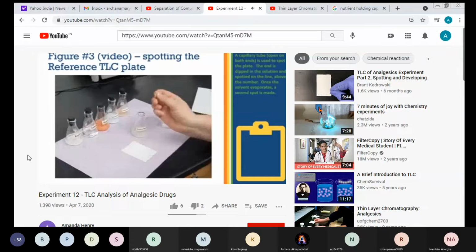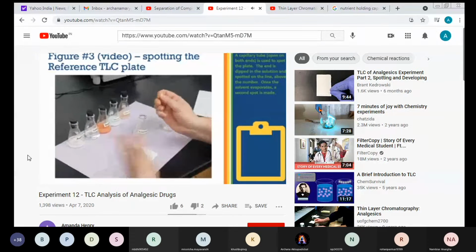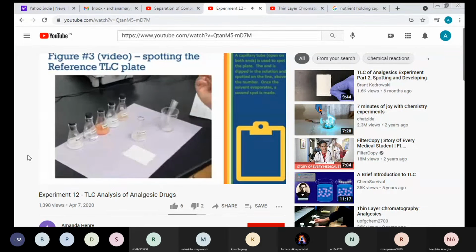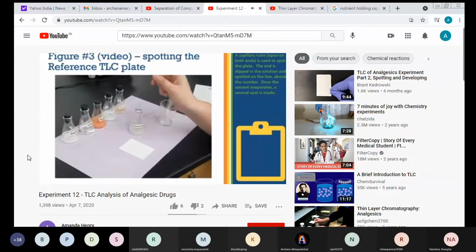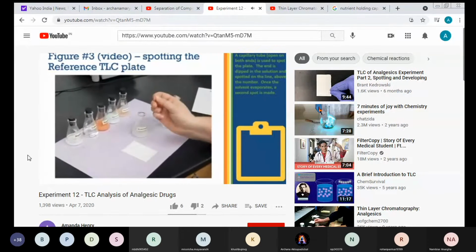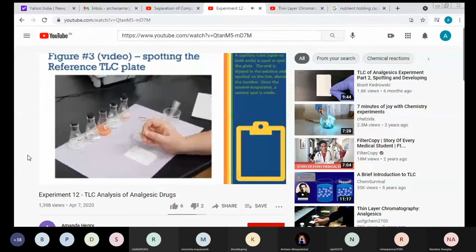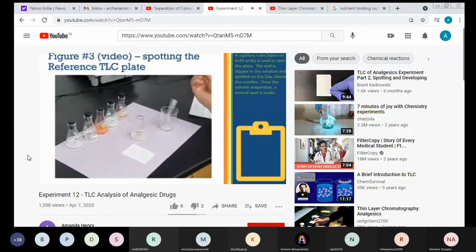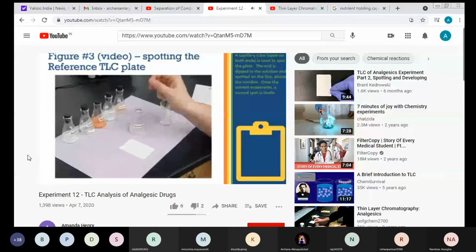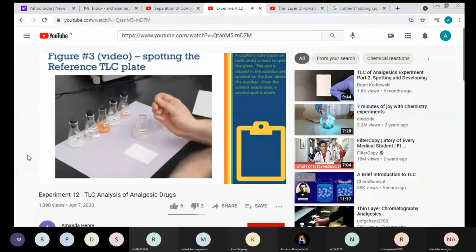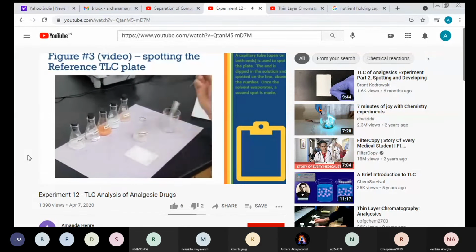This video is showing the spotting technique used with the reference plate. A capillary tube was used. It is a small tube that is open on both ends. It is dipped into the solution and then lightly touched onto the TLC plate where the dash mark meets that 1 centimeter line. The solvent is allowed to evaporate, and then the solution is spotted one more time to make sure that enough of the active ingredient is present on the TLC plate.